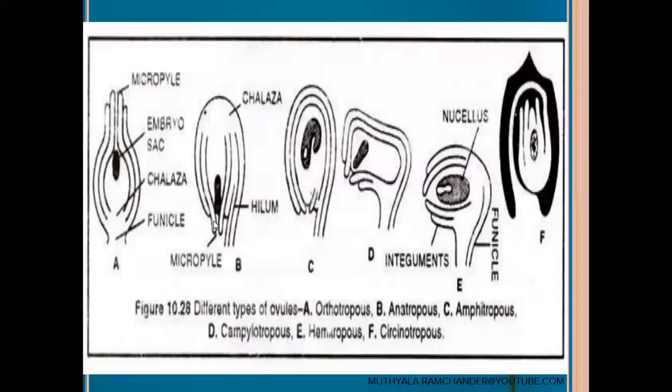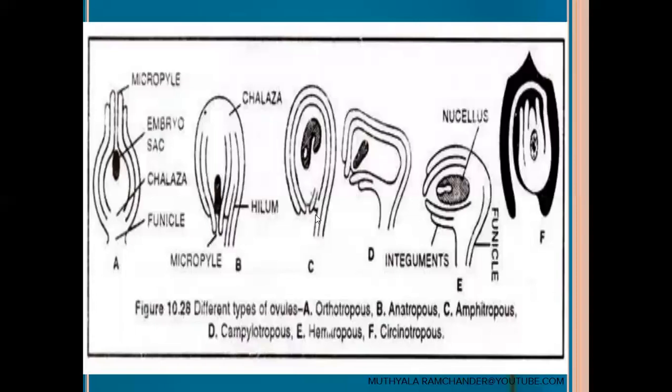In this Anatropous ovule, the micropyle, embryo sac, and chalaza are arranged in a linear position, but the micropyle end is near to the funicle. This type of ovule is called an Anatropous ovule. In the Anatropous ovule, the funicle is present around the body of the ovule. That part is called the hilum. The hilum is present in the Anatropous ovule and absent in the Orthotropous ovule.